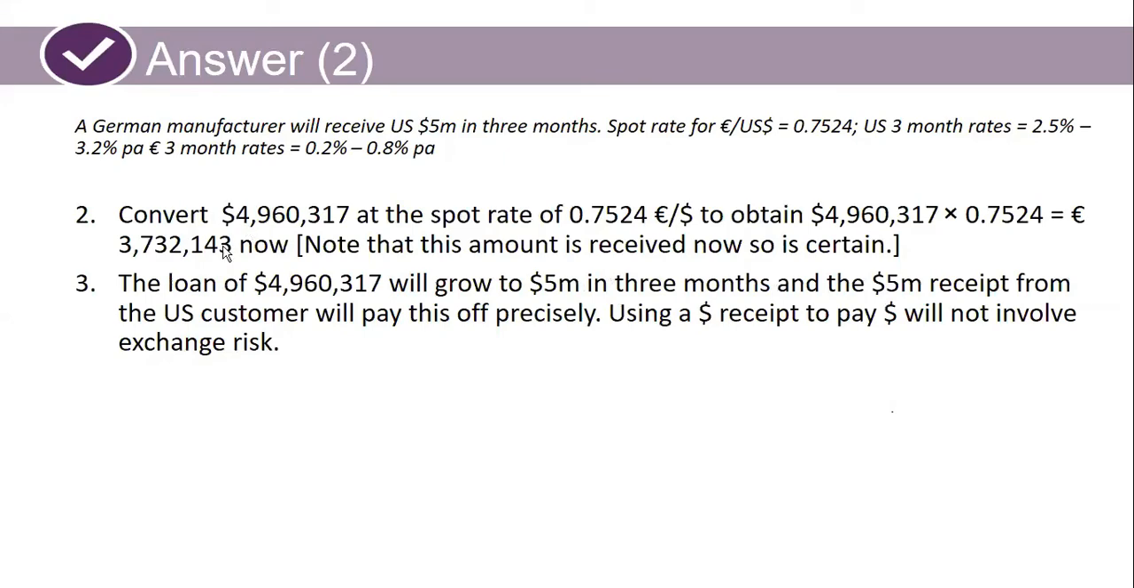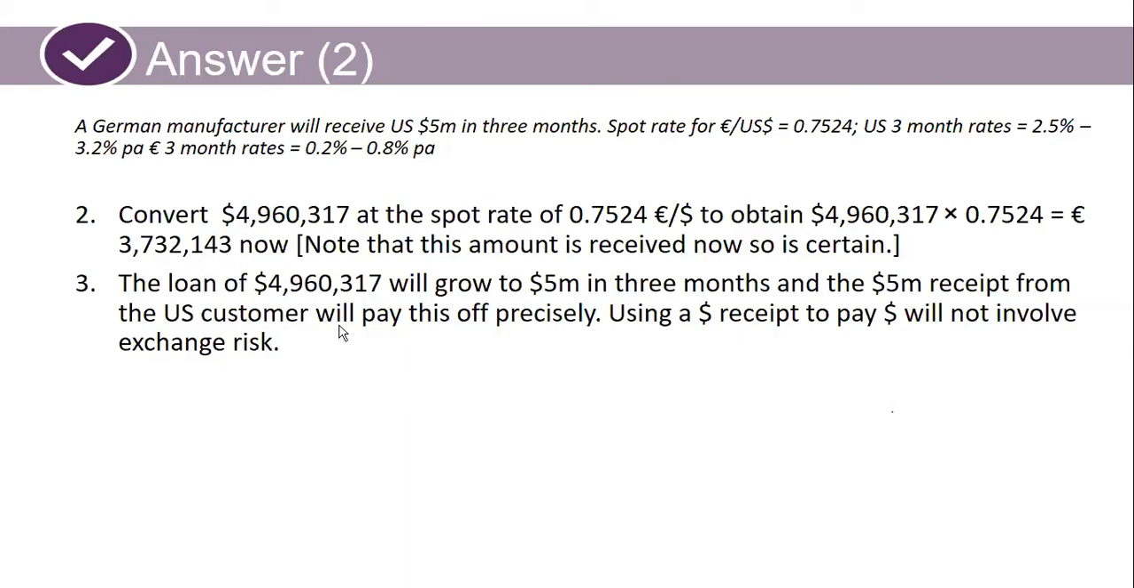4.960 million at the spot rate of 0.7524, you get euros 3.72, because your euro dollar rate is 0.7524. So again, they give you one rate or two rates. If they give you two rates, you can choose, but they are giving you one. So you take 0.7524. So this is the number of euros you will get. So you already have these euros in your hand.